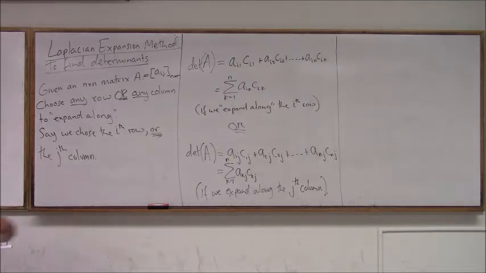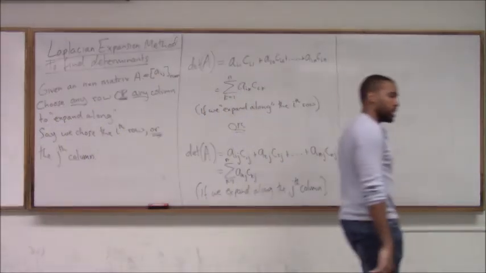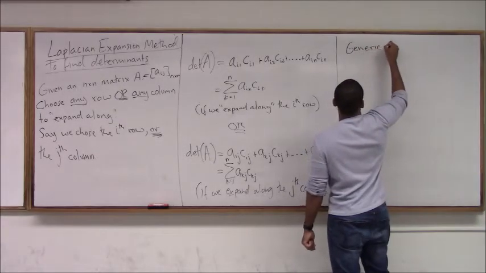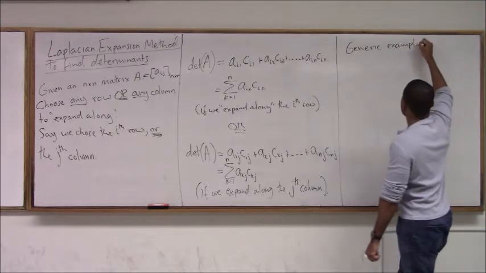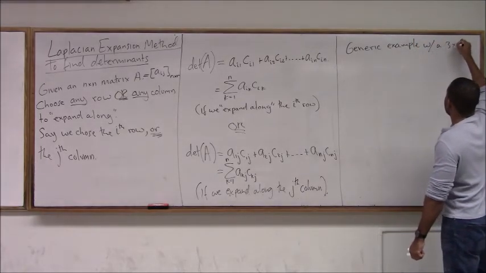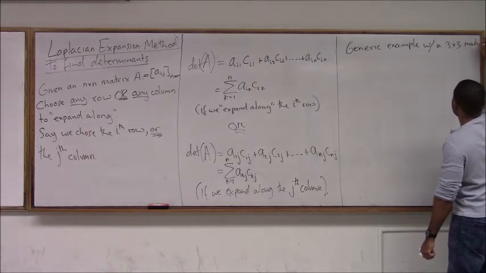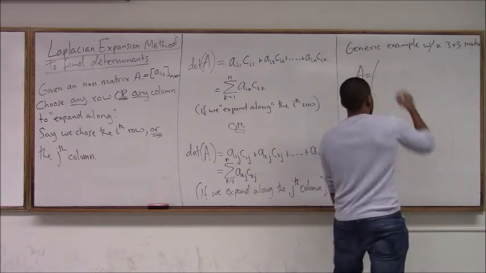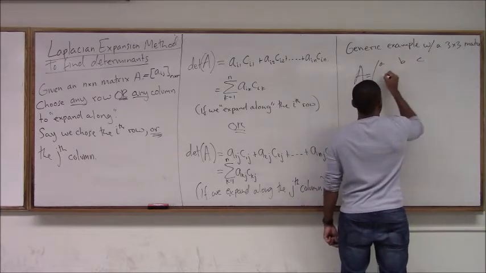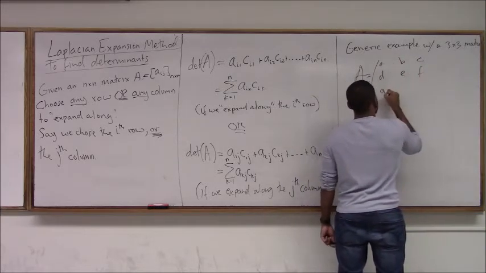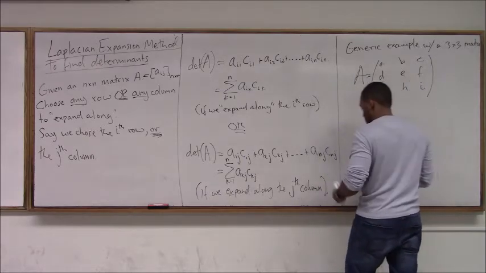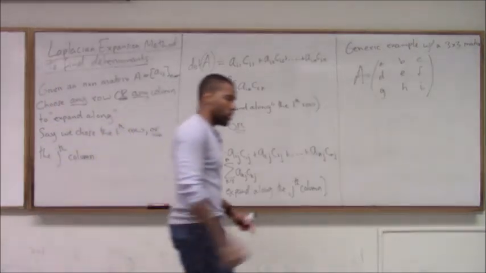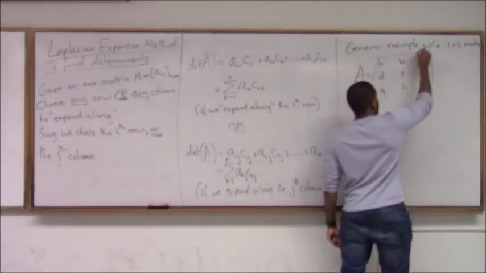I have a specific example here, but let me show you the idea with a generic example. So let's say I have a 3 by 3 matrix. A is, let's do a, b, c, d, e, f, g, h, i. Now, in general, I can choose any row or any column to expand along. Let's expand along the top row.